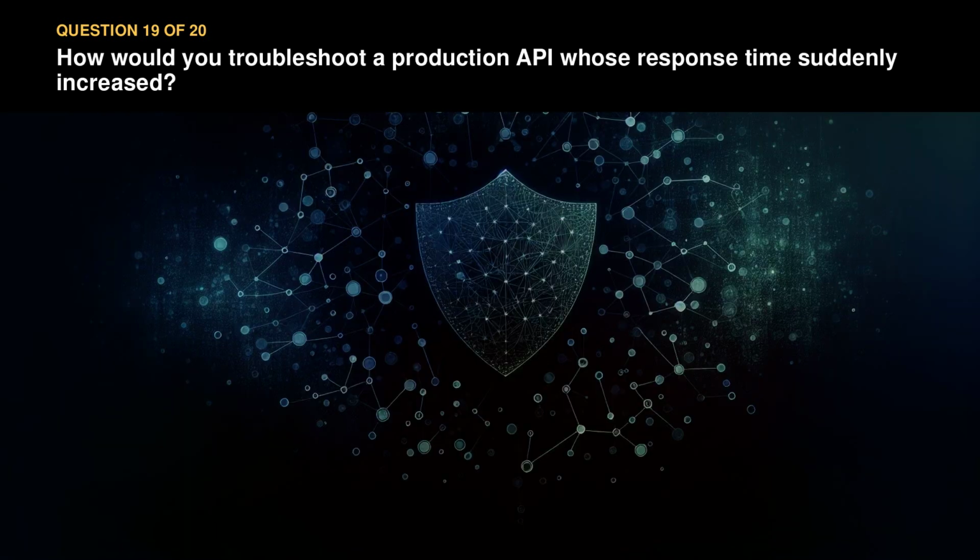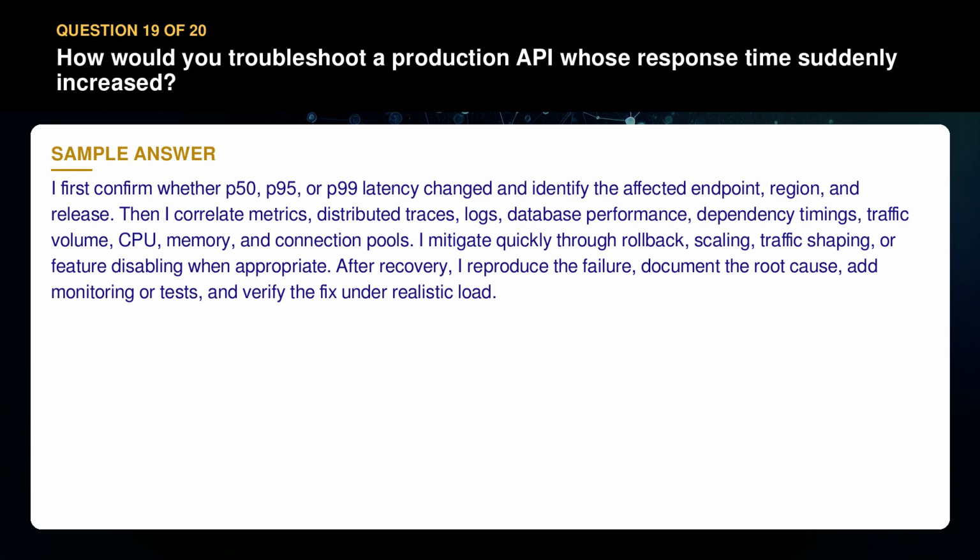Question 19. How would you troubleshoot a production API whose response time suddenly increased? I first confirm whether P50, P95, or P99 latency changed and identify the affected endpoint, region, and release. Then I correlate metrics, distributed traces, logs, database performance, dependency timings, traffic volume, CPU, memory, and connection pools. I mitigate quickly through rollback, scaling, traffic shaping, or feature disabling when appropriate. After recovery, I reproduce the failure, document the root cause, add monitoring or tests, and verify the fix under realistic load.